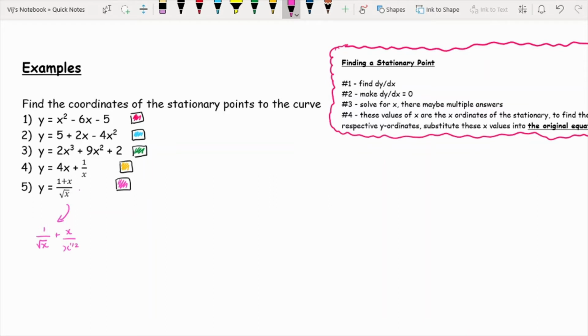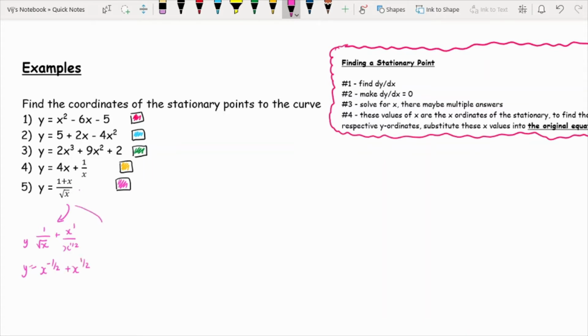We split the single fraction into 2 fractions, and then this can be written as y equals x to the power of minus a half, and this, if I just stick a power there, well, 1 take away a half is going to be a positive half.